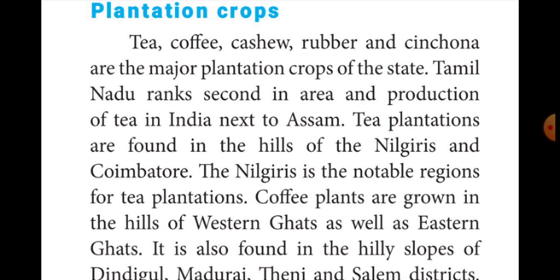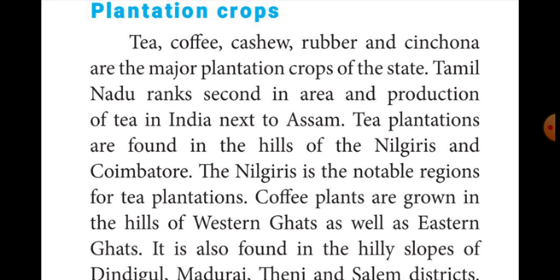Tamil Nadu gets second rank in tea production in India. The first place is Assam and the second place is Tamil Nadu. Mostly the Nilgiri hill stations and Coimbatore hill stations are used to cultivate tea.